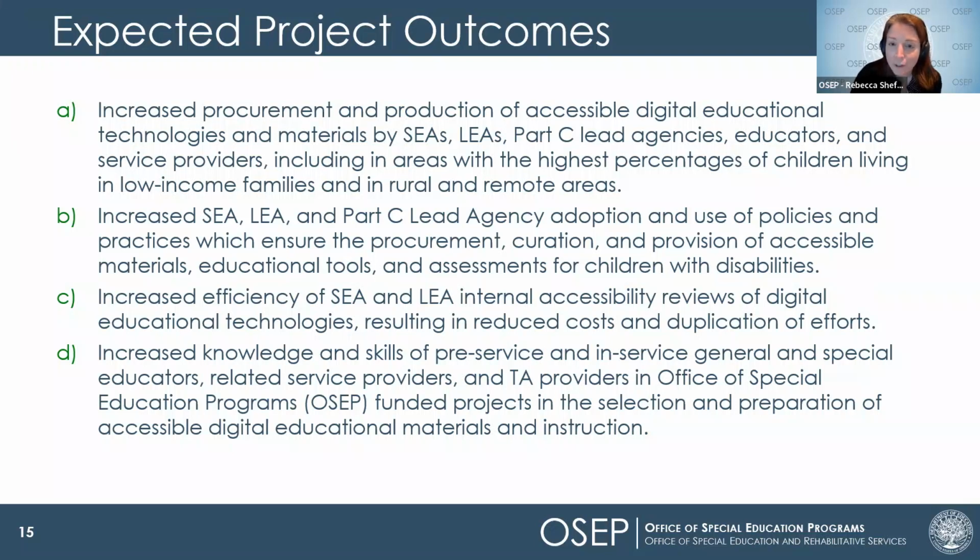And finally, increased knowledge and skills of pre-service and in-service general and special educators, related service providers, and technical assistance providers in Office of Special Education Programs funded projects in the selection and preparation of accessible digital educational materials and instruction.